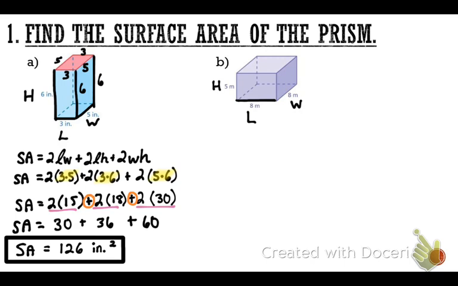We're going to start off with our formula just like we did before, the surface area. And because this is a rectangular prism, we're going to go ahead and do 2 times the length times the width plus 2 times the length times the height plus 2 times the width times the height. What I want you guys to do now is pause the video and attempt to see if you can get the answer on your own without me teaching it.